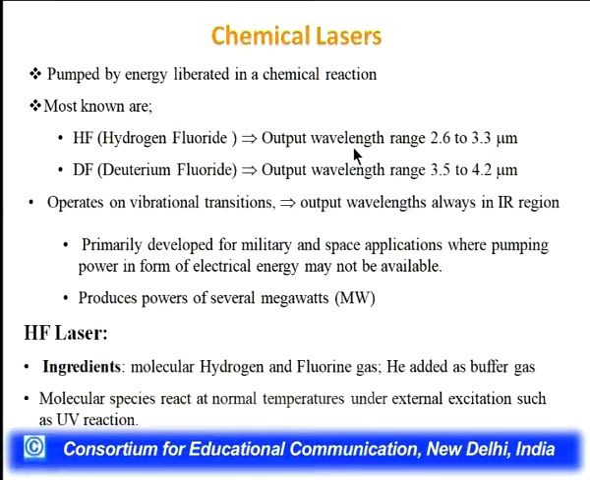The hydrogen fluoride output wavelength is in the range of 2.6 to 3.3 micrometers, and deuterium fluoride's output wavelength is 3.5 to 4.2 micrometers. They operate on vibrational transitions, as we already defined that all gas lasers work on the vibrational transitions of the electronic ground state. The output wavelength is always in the infrared region in chemical lasers, and they were primarily developed for military and space applications, where pumping power in the form of electric energy may not be available.